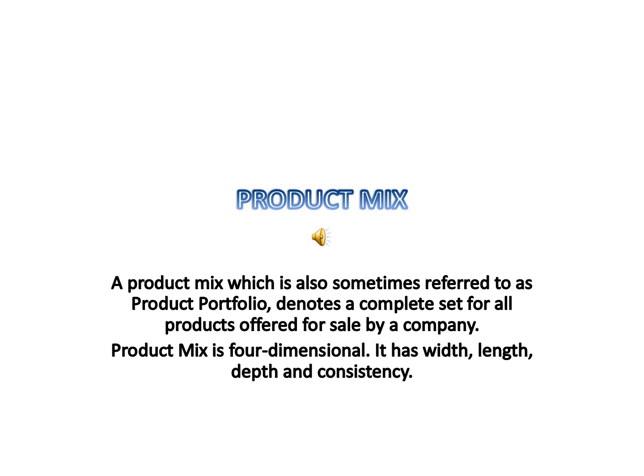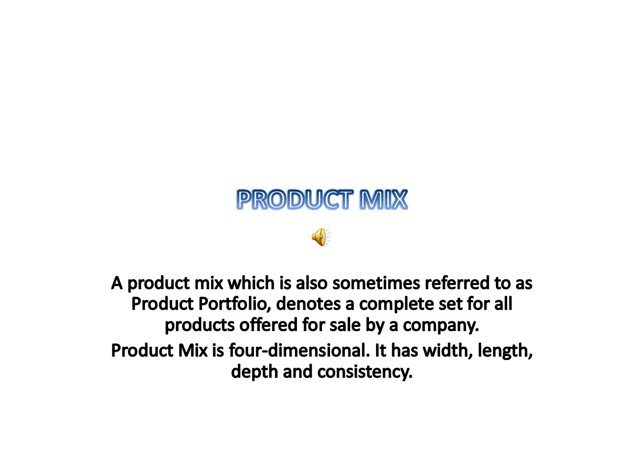Now let's see what a product mix is and what are its dimensions. So a product mix refers to the total set of products that a company offers for sale. So if a company offers 100 products for sale, then those 100 products will be its product mix. So let's see what are the dimensions of the product mix. So product mix is four-dimensional. It has width, length, depth and consistency.